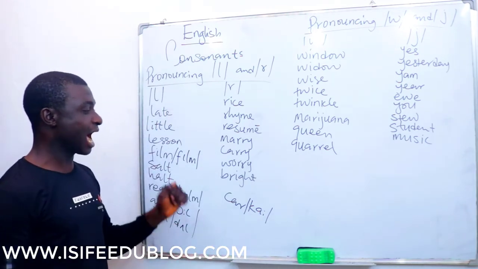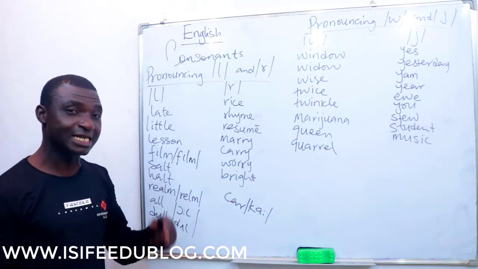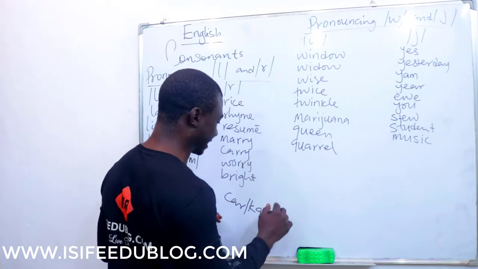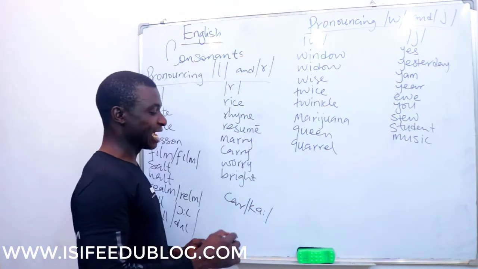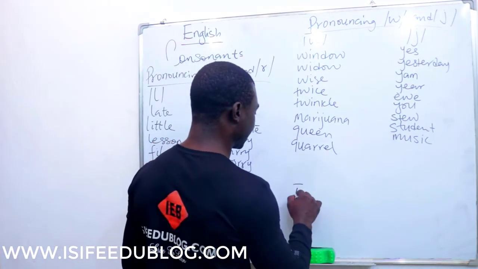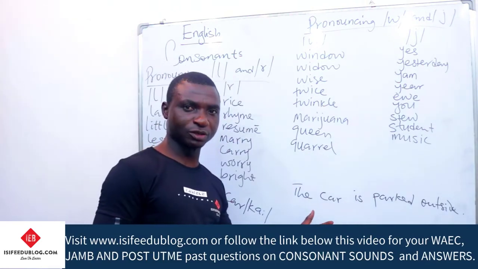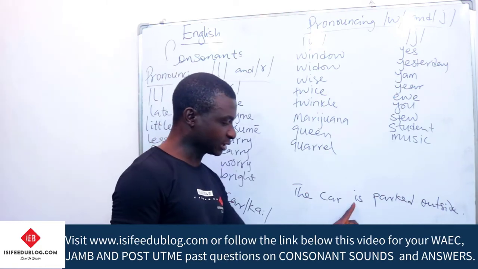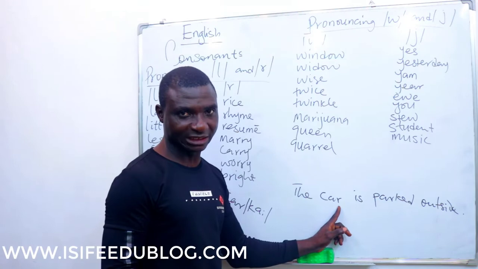Car. So R at the end of an English word is not realized as an R, except where such a word is in a phrase, a clause, or a sentence, and the word after the word that ends in R begins with a vowel. The car is parked outside. You notice me pronounce R. The car is parked outside, because this word begins with a vowel, the R becomes active.